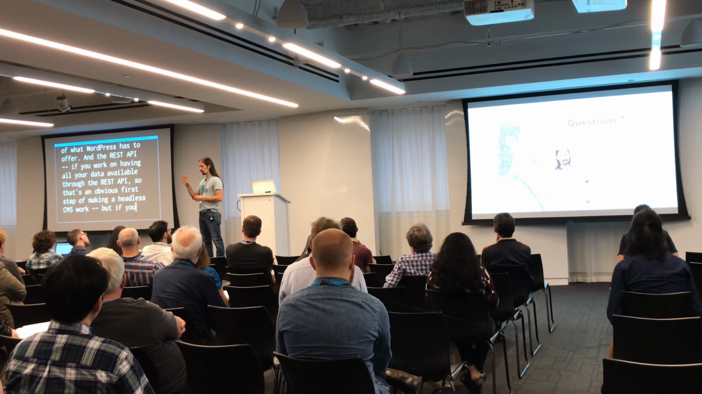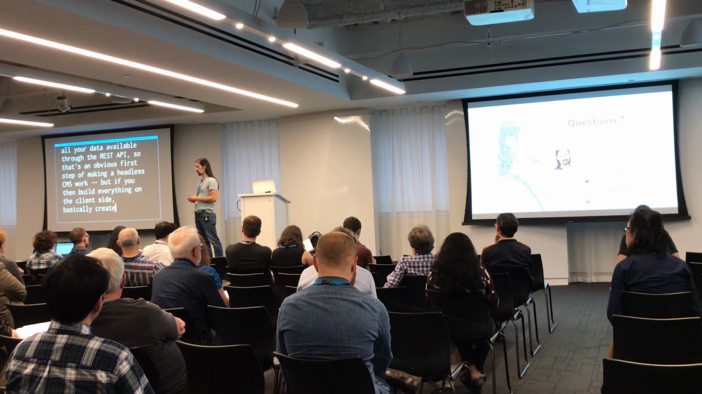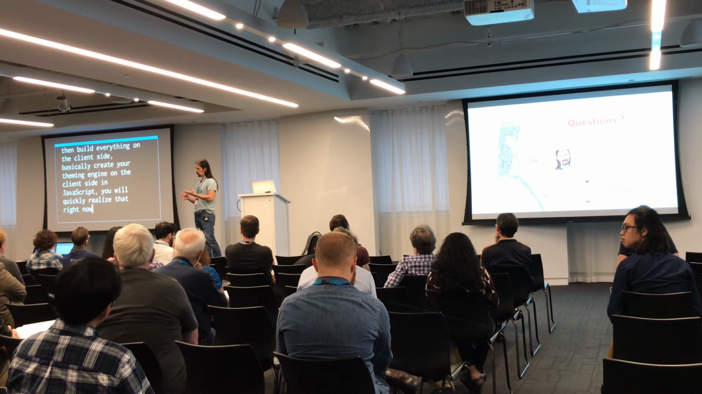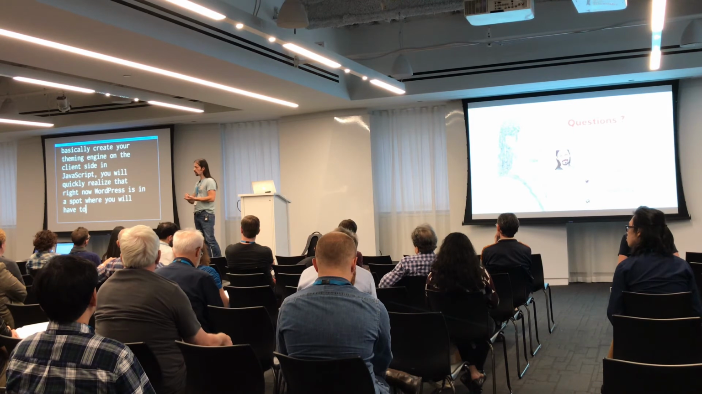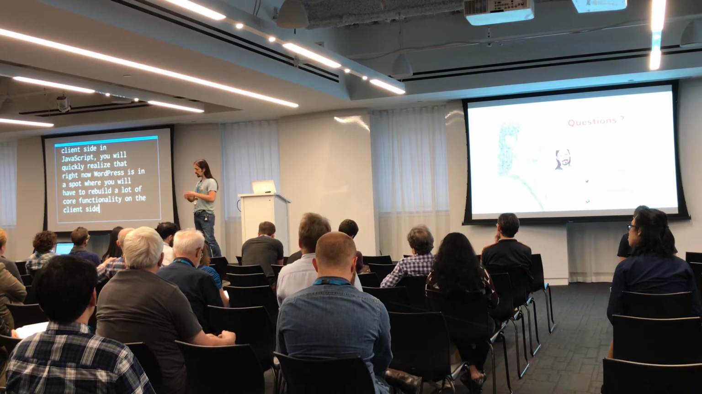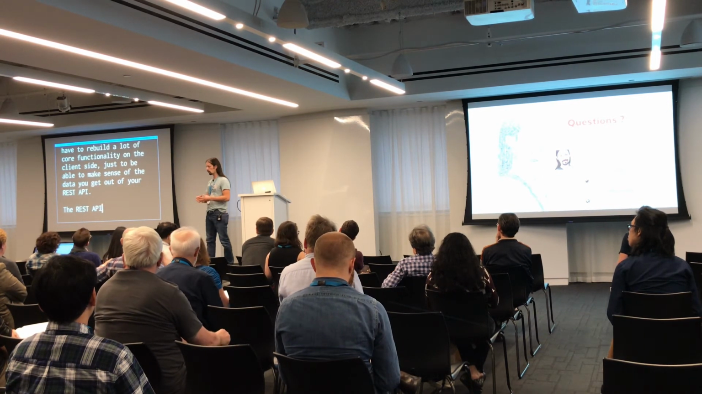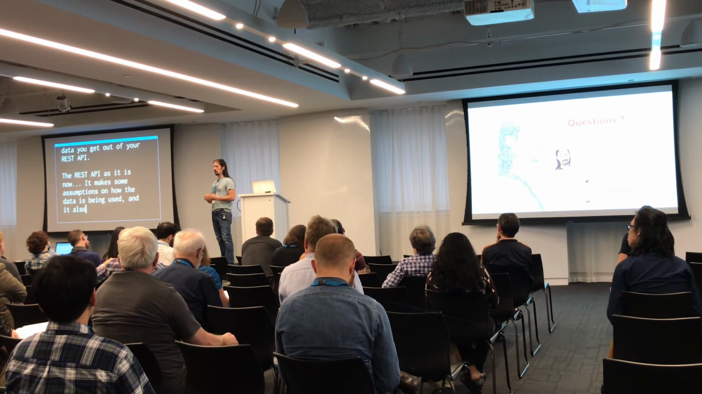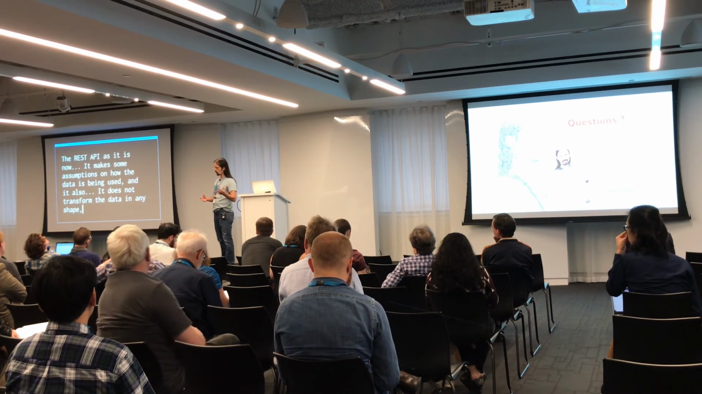But if you then build everything on the client side, basically create your theming engine on the client side in JavaScript, you will quickly realize that right now WordPress is in a spot where you will have to rebuild a lot of core functionality on the client side just to be able to make sense of the data you get out of the REST API. The REST API, as it is now, makes some assumptions on how the data is being used, and it does not transform the data in any shape based on what is stored in the database.